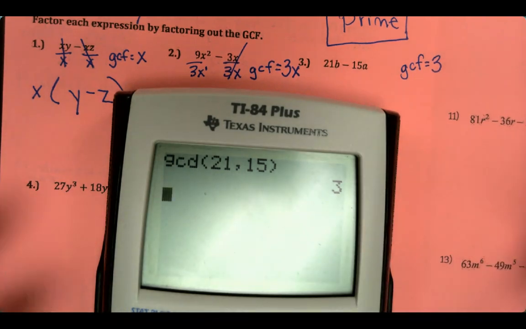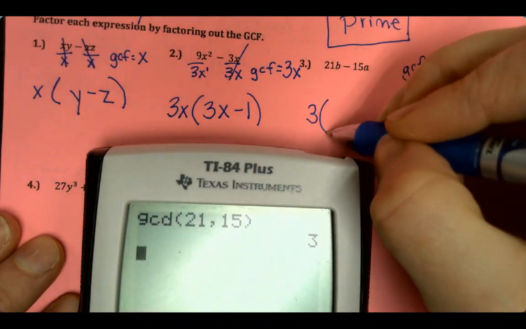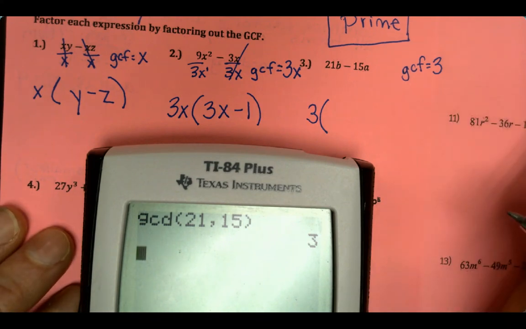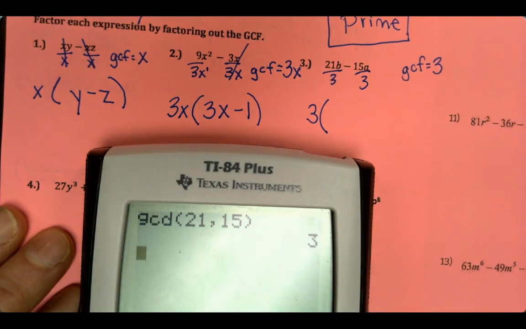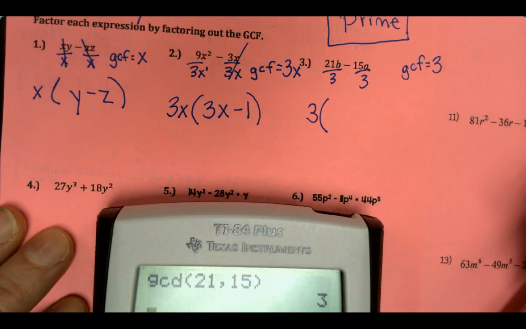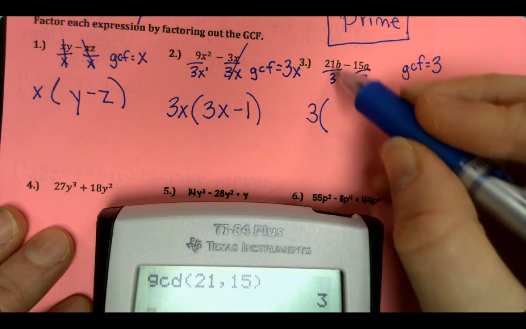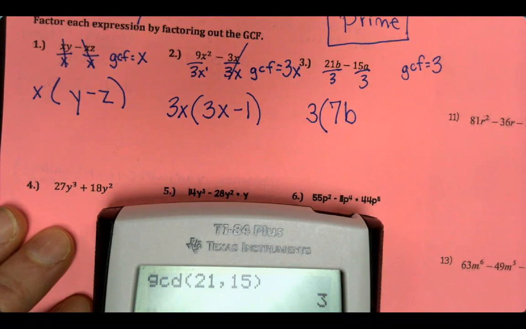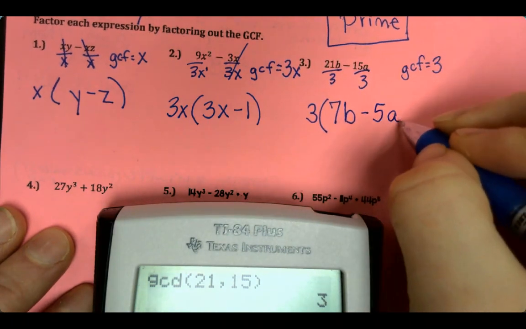And then we have b and a. They have nothing in common, so we can't do that. So we're putting 3 out front, and we're going to divide everything by that GCF. So we'll divide those. 7, and then b has to stay there. It doesn't go away because there's nothing to subtract or simplify. Then the other one, 15 divided by 3 is 5. And we've got to keep our a also.